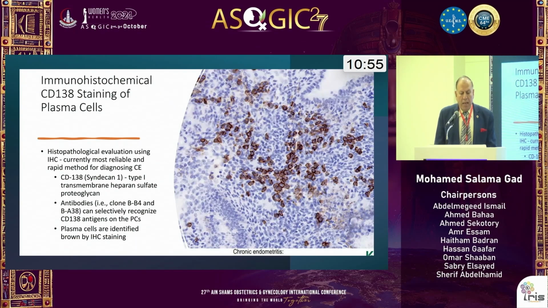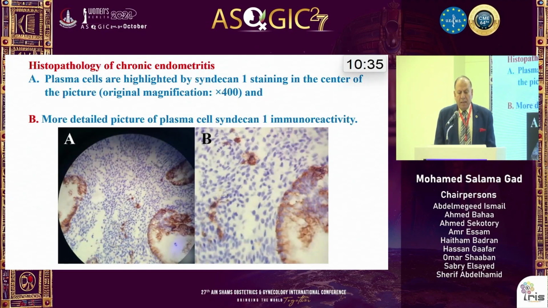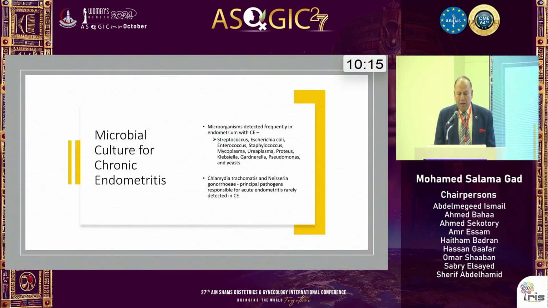But nowadays, immunohistochemical staining for plasma cells, called Syndecan-1, is considered the basic diagnosis, the gold standard in the diagnosis of chronic endometritis, and the histopathology of such a case will show plasma cells highlighted by Syndecan-1 staining in the center of this picture. A more detailed picture of the plasma cell Syndecan immunostaining will be in figure 1.